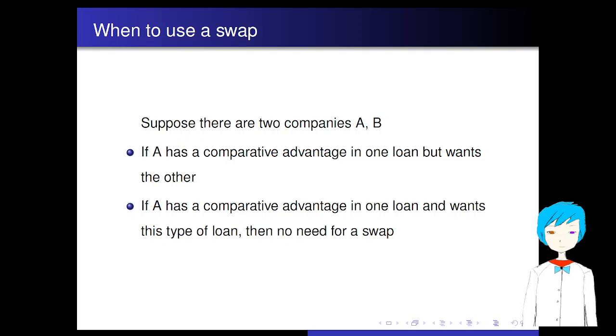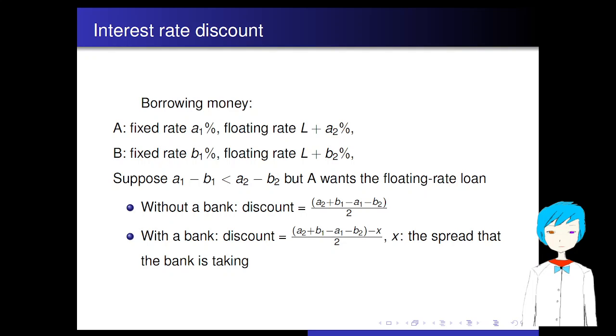Next, we should pay attention to how to calculate the new interest rate after doing the swap, namely the interest rate discount. Suppose for borrowing money, A has the comparative advantage in the fixed rate loan, but it wants the floating rate loan. So if there's no bank, then the discount will be (A2 plus B1 minus A1 minus B2) over 2. So this is the comparative advantage over 2.